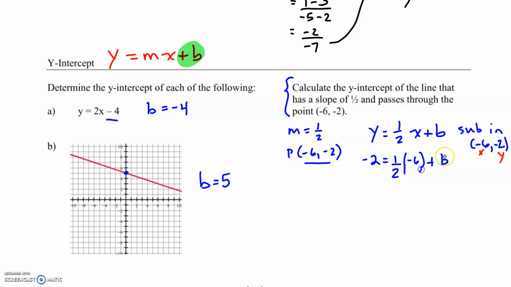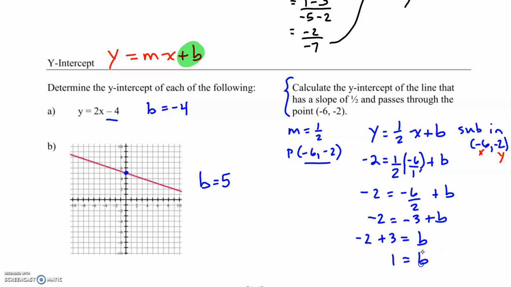All right, so to solve for b, I'm going to multiply the 1/2 times -6. I'll put -6 over 1. So I have -2 equals, that's going to be -6 over 2. And I recognize I can divide this. So -6 divided by 2 is -3. And then I'll bring -3 to the other side. Since my b is already positive, I'll leave it there. And -2 plus 3 is 1. And there's the b value. B equals 1 for this question.